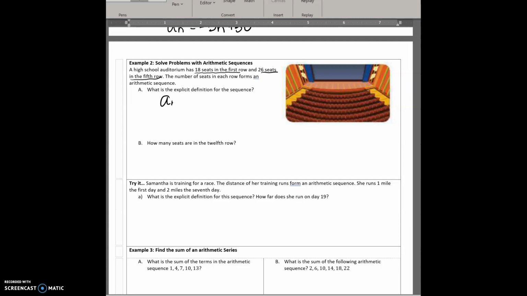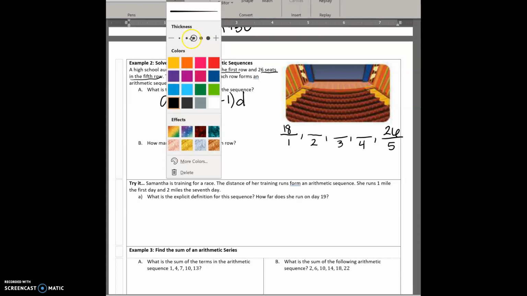So if we're writing an explicit definition, we need to know the first term, and then we also need to know the common difference. So we need to figure out what our common difference is. If I have 18 seats in the first row, then I have the second row, third row, fourth row, and the fifth row. And I know the fifth row is 26. I'm going to work backwards trying to find the common difference.